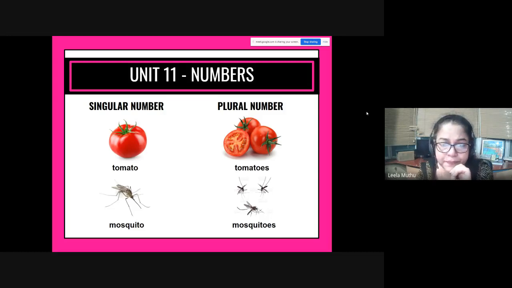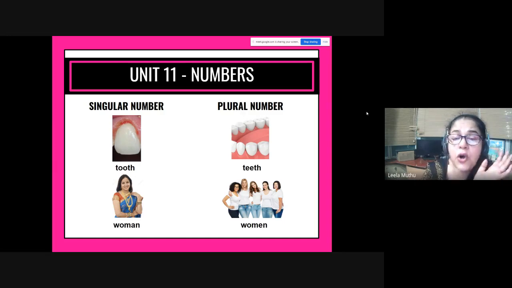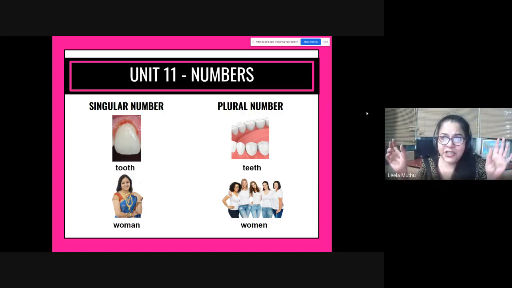So, mosquito, you add ES to the end. All right? Now you take a tooth. One tooth. When you change tooth into the plural number, you remove the two o's and put two e's. So these words which completely change their spelling, usually the spelling changes inside between the first and the last letter, if you've noticed. One tooth, many teeth.